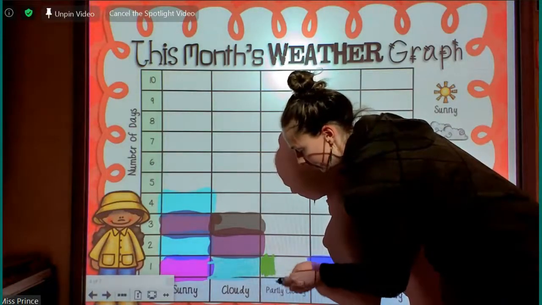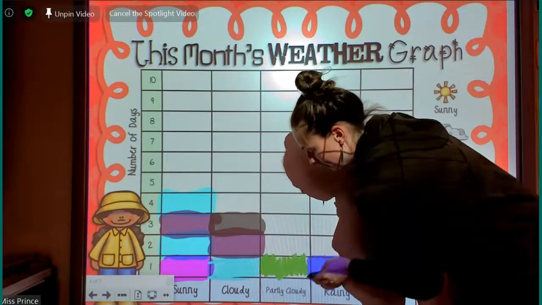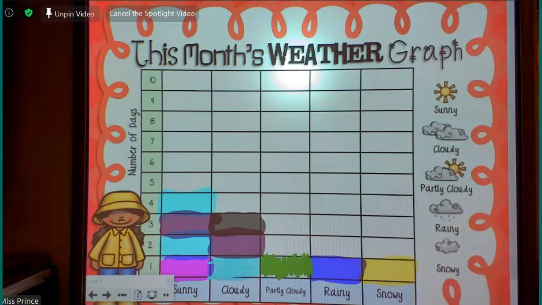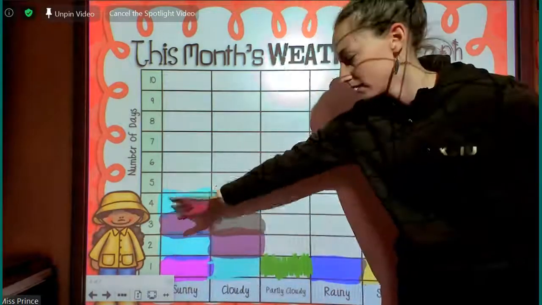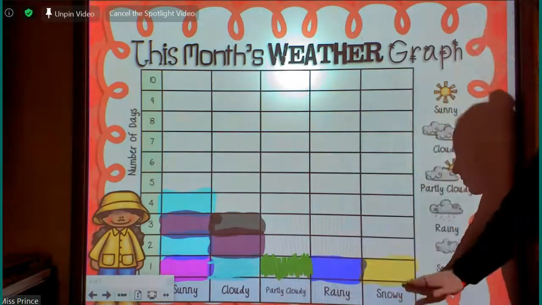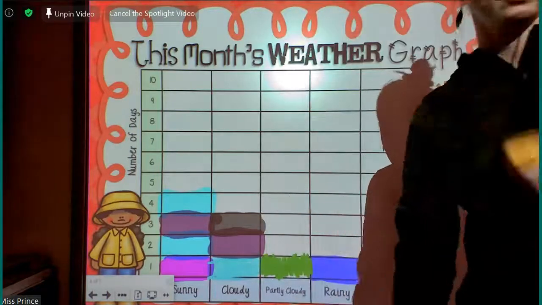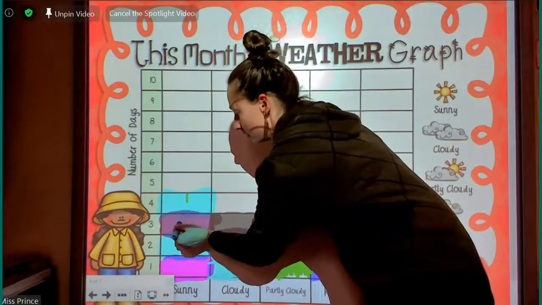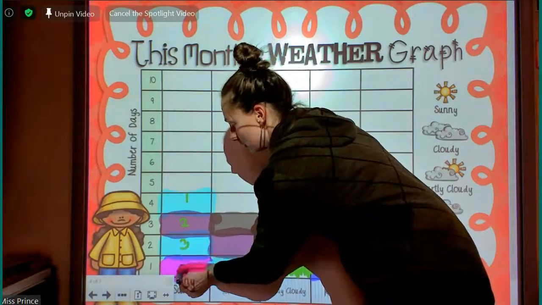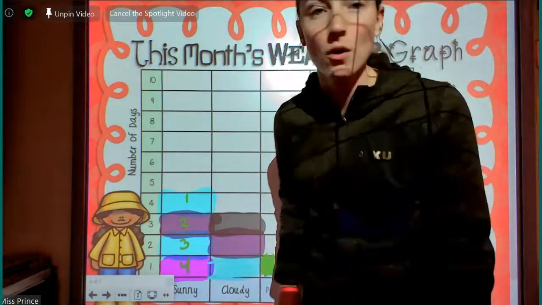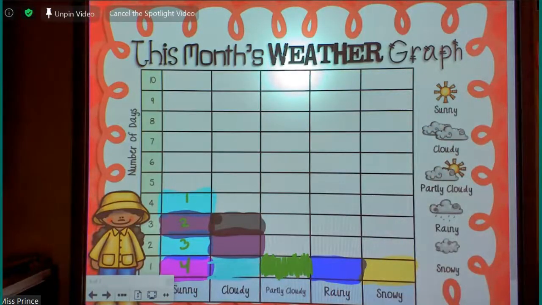We're going to color it in. Alexia, which one has the most? Sunny, cloudy, partly cloudy, rainy, or snowy? Which one has the most? Sunny. How many does Sunny have? 4. 1, 2, 3, 4. Great job, Alexia. All right.